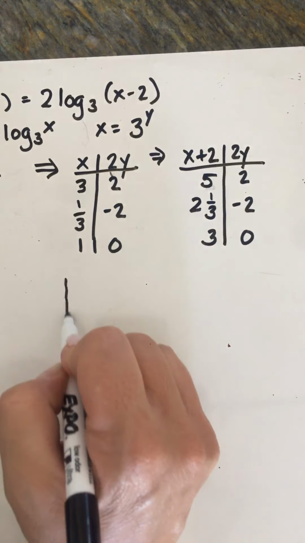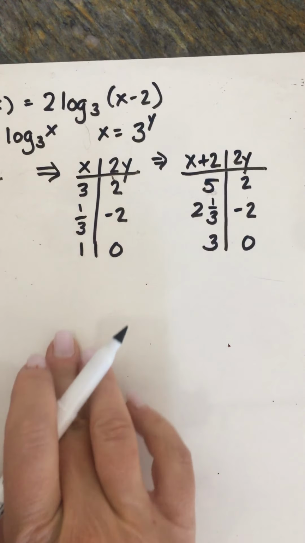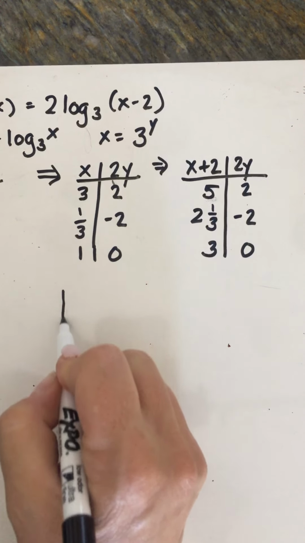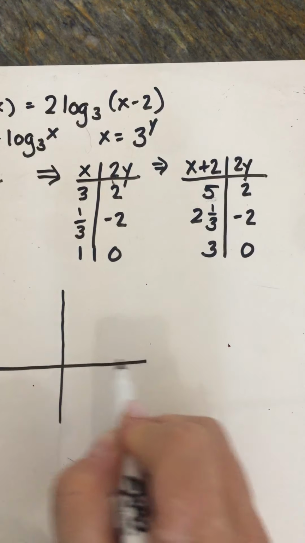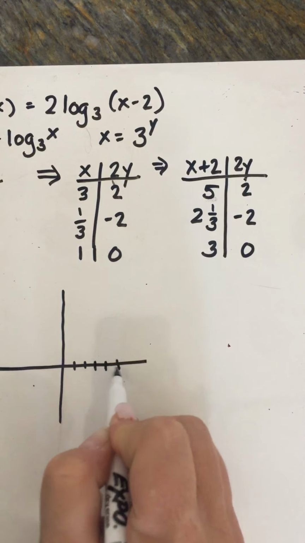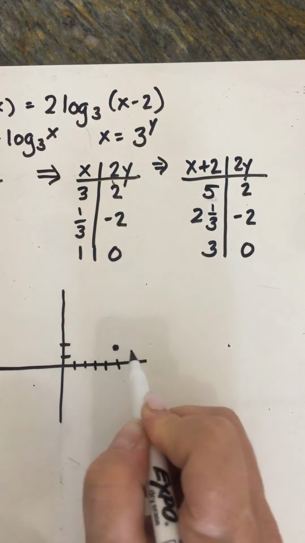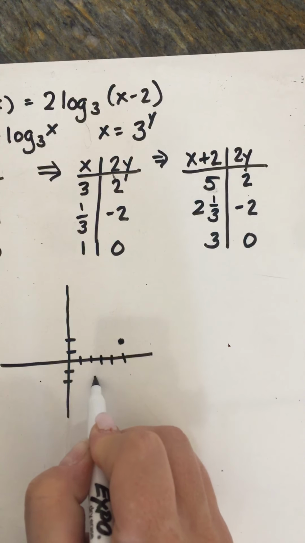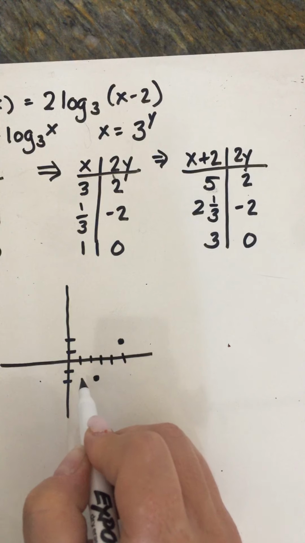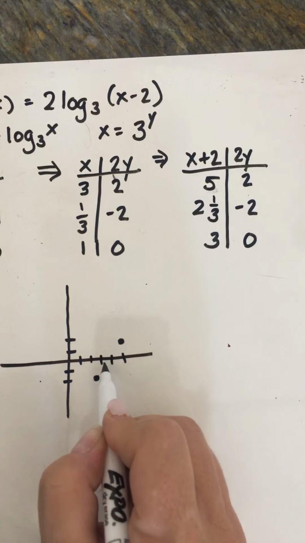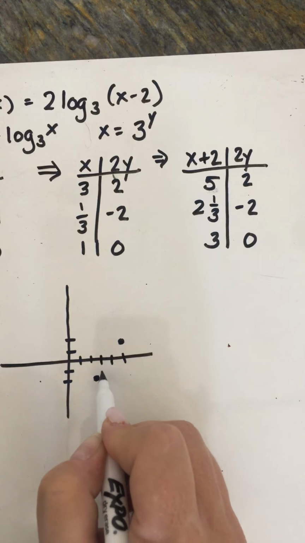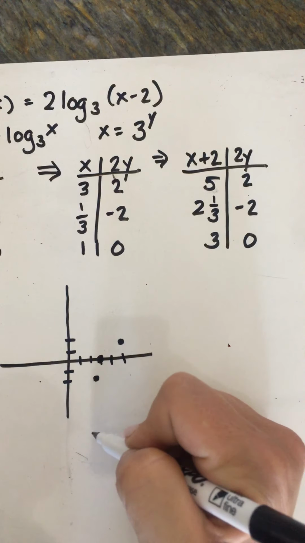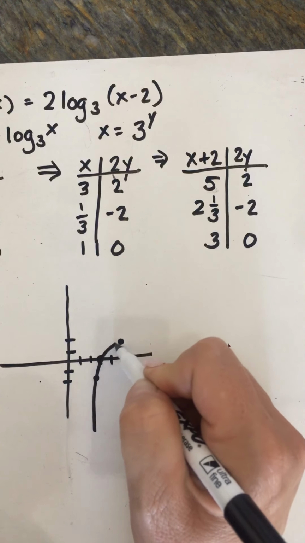Okay, graphing this guy here. Over 5, 1, 2, 3, 4, 5, up 2. Over 2 1/3, down 2. Over 3, 1, 2, 3, down 0. So it looks like so.